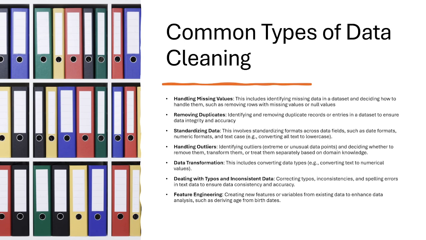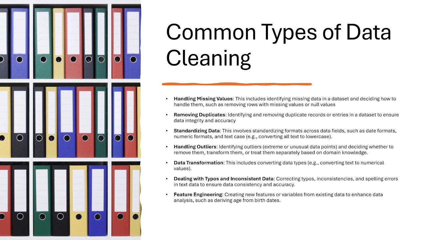What are the common types of data cleaning problems that we have? We have missing values. These include identifying missing values in data sets and deciding on how to handle them. We have duplicate data, which is repetition of rows within a data set. So identifying and removing duplicate records or entries in the data set to ensure data integrity and accuracy. Standardizing data. This involves standardizing formats across data fields, such as date format, numeric format, and text case. Another one is handling of outliers. Identifying outliers, extreme or unusual data points, and deciding whether to remove them, transform them, or treat them separately based on the domain knowledge.